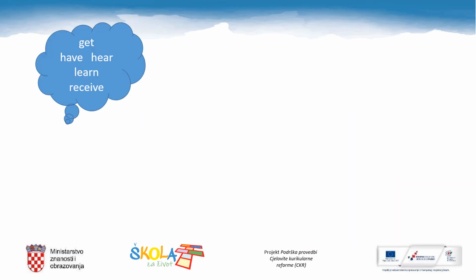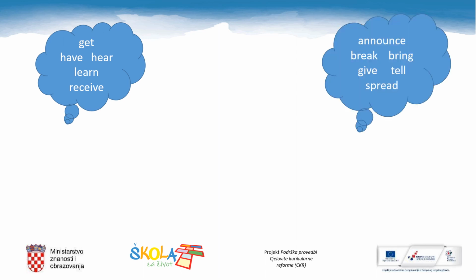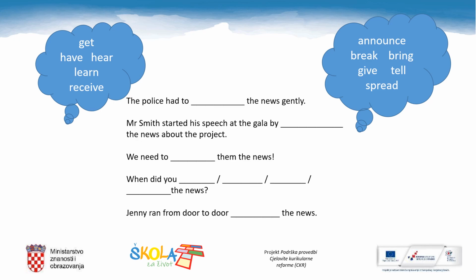The list of verbs that we can use with the noun news is quite long. Here are just a few: get, have, hear, learn, receive. Also, announce, break, bring, give, tell, and spread. Here are several sentences. There are verbs missing. Please read through the sentences carefully and try to decide which verb fits. You can pause the video now.